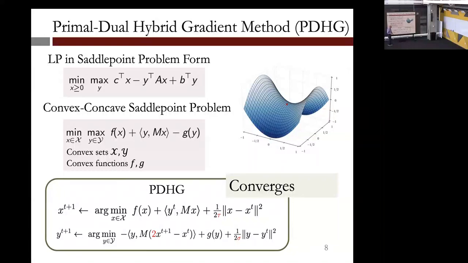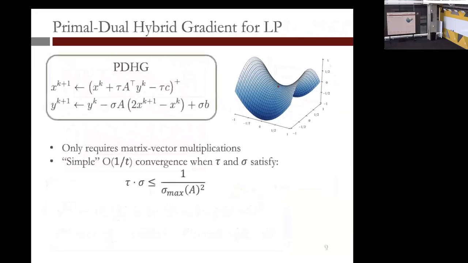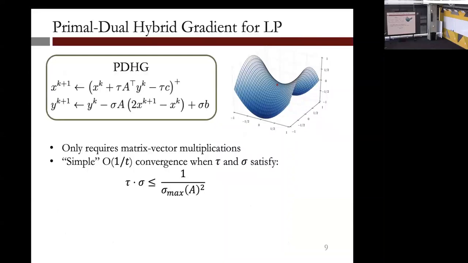You might wonder why this 2 here appears a little mysterious, a little magical, and it really has to do with operator theory: the norm of the operator, or the inverse of the operator, winds up being less than 1. If I apply that scheme with step sizes of tau and sigma to ordinary linear programming, it's called primal-dual hybrid gradient. The iterates just take this form.